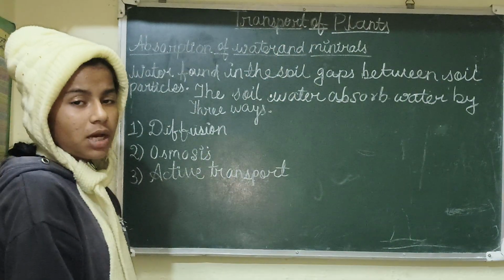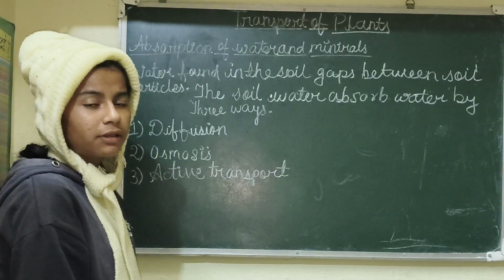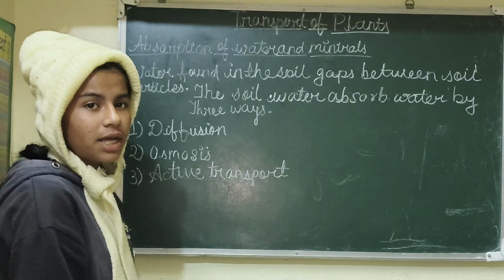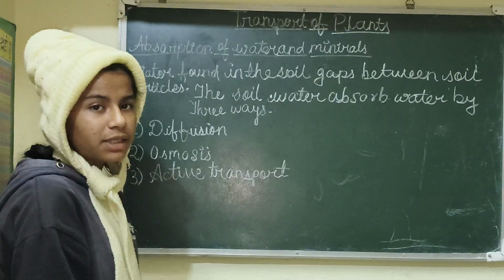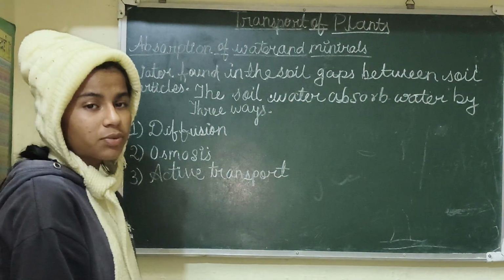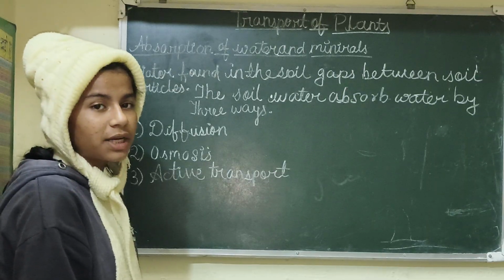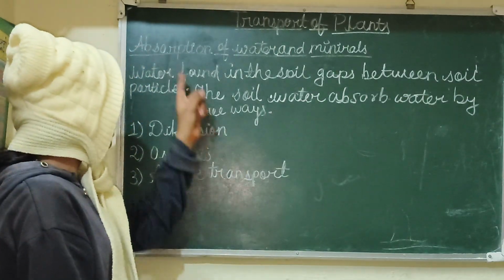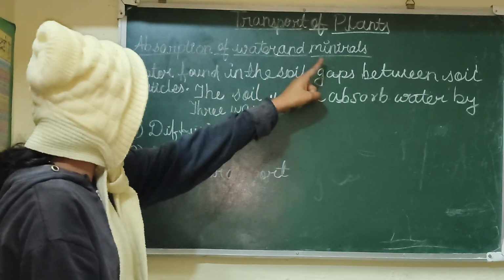So basically, like human beings eat food and drink to keep themselves hydrated and to fulfill their body's needs, plants also have some processes. One of them is transportation, in which food and water are transported to different parts of the plant by following processes. The first topic is absorption of water and minerals.